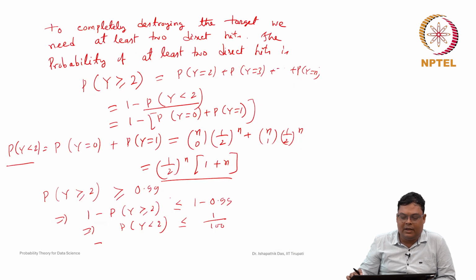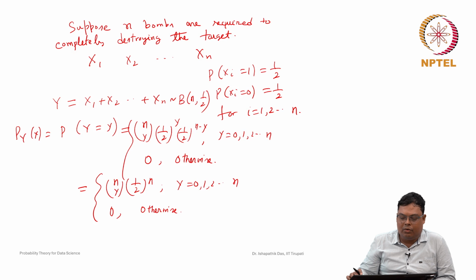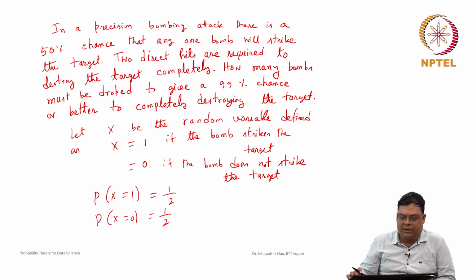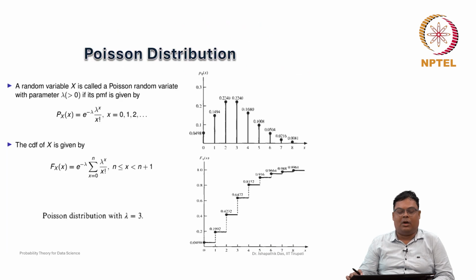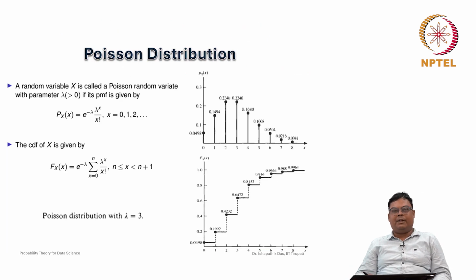thrown to get at least 2 hits with a minimum 99% probability. 2 direct hits are required to destroy the target completely. So how many bombs? At least 11 bombs must be dropped to give a 99% chance or better of completely destroying the target. I hope you have understood this concept, how you can use binomial distribution for solving this kind of numerical problems.